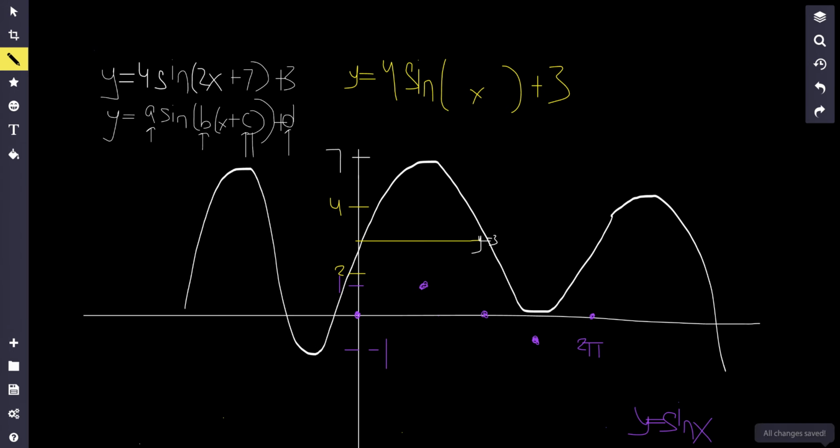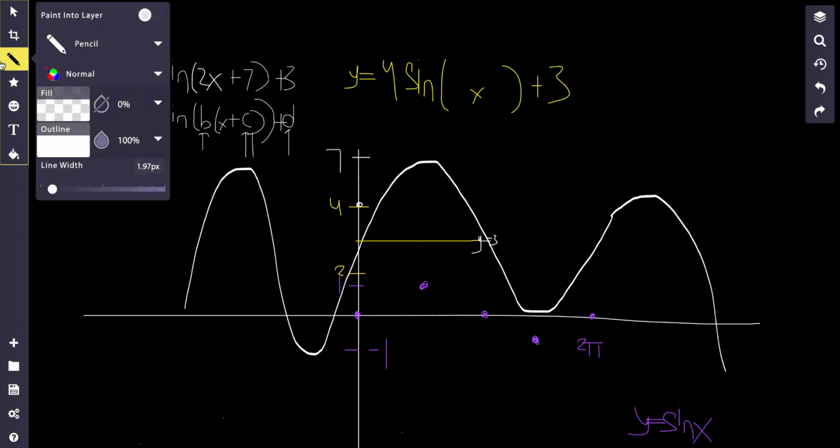So that's the thing about amplitude. Your new maximum point is now 4 units up, but your new minimum point is now 4 units downwards from where it originally was. So that's what the amplitude does, and that's how to graph it.